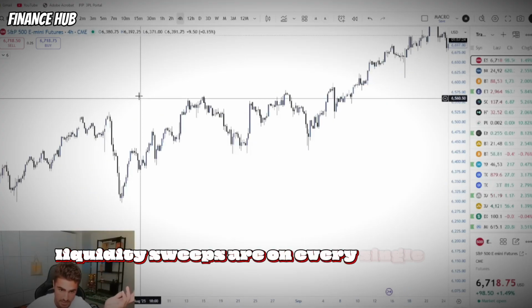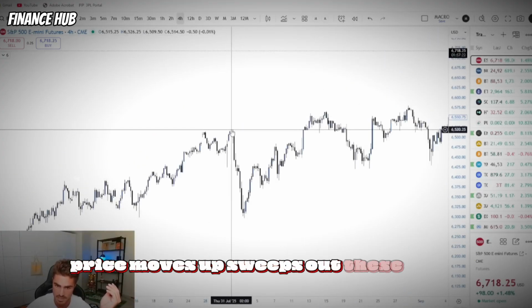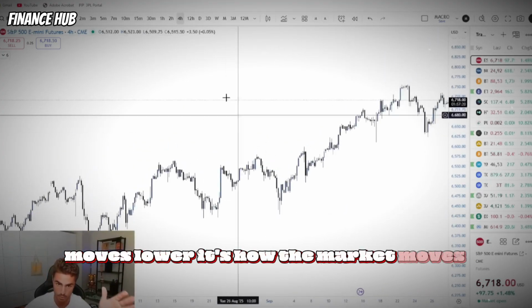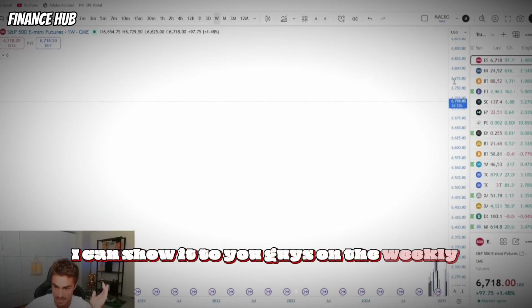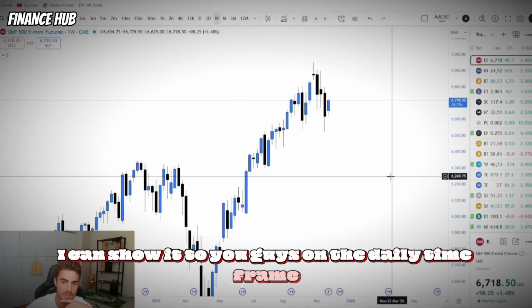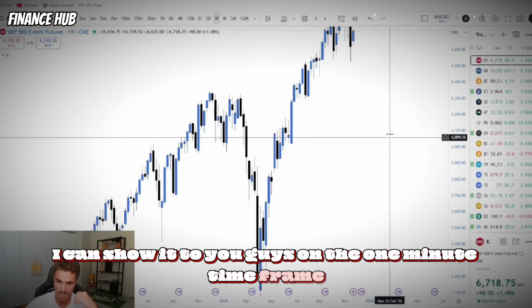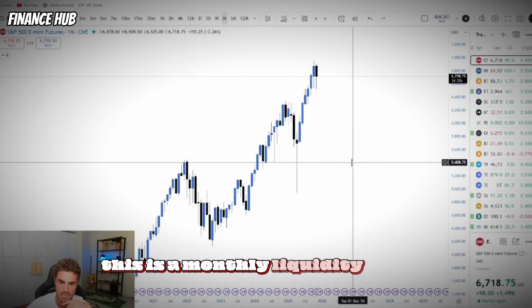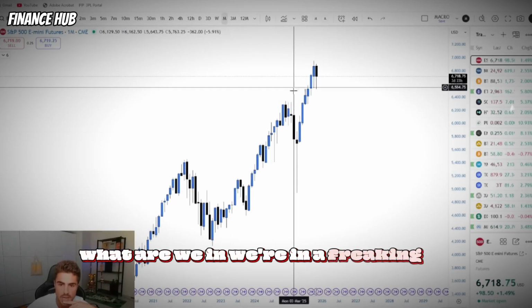Liquidity sweeps are on every single time frame. Price moves up, sweeps out these highs, moves lower. It's how the market moves, okay? I can show it to you guys on the weekly time frame, on the daily time frame, on the 1 minute time frame. Okay, this is a monthly liquidity sweep. What are we in? We're in an uptrend, okay?